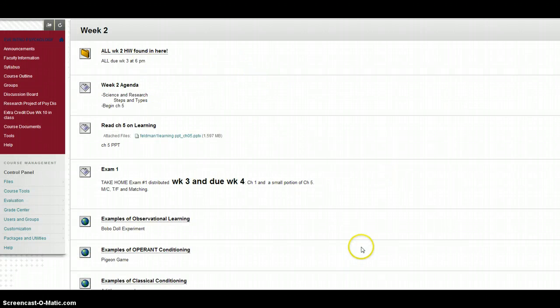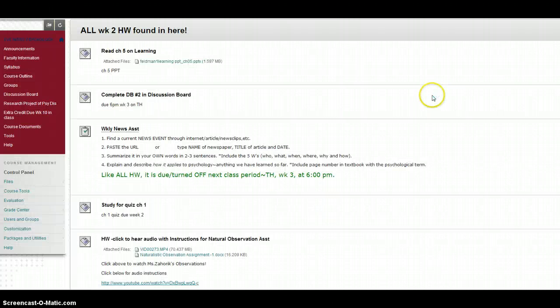Each week, what you can expect is to read the chapter, and there's a PowerPoint with it. And again, homework is found inside the weekly folders. The agenda's here, the chapter, there'll be an exam next week, and here are some videos to support the learning concepts. Click here for your homework. Each week you'll get a PowerPoint with the chapter reading.